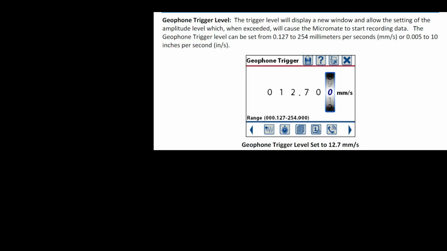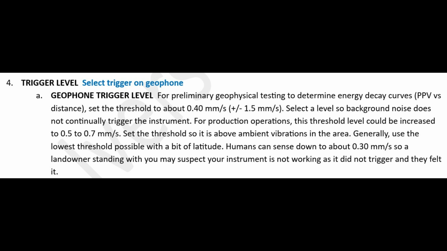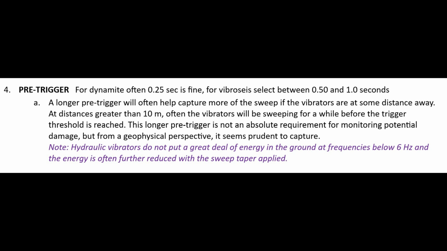For geophone trigger level, I will set the threshold just above the background noise level, which is usually between about 0.35 to 0.5 millimeters per second. In production recording, I may set this a bit higher to reduce the potential of false triggers. For pre-trigger in dynamite mode, 0.25 seconds is fine. For vibra size, often you will want a longer pre-trigger.